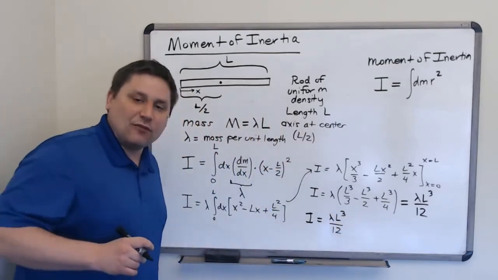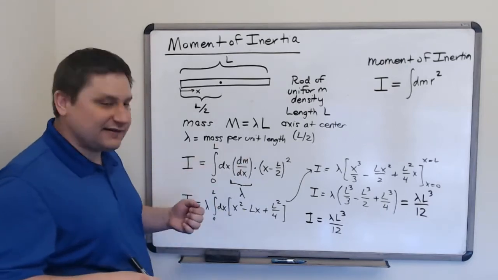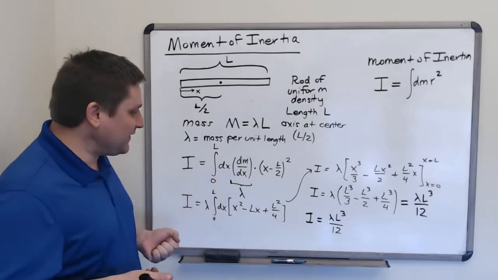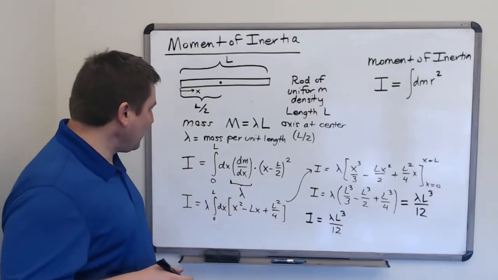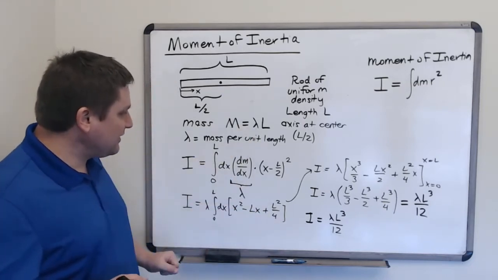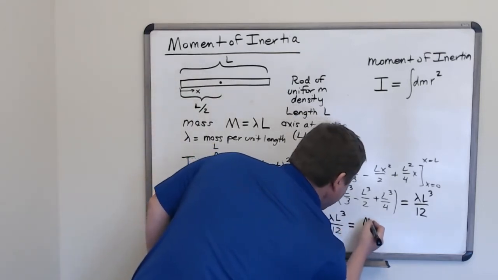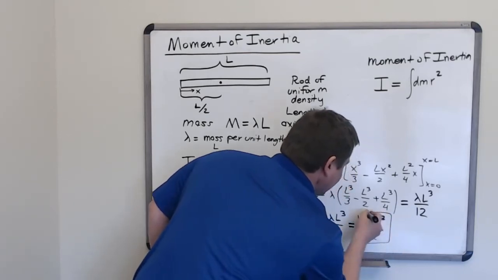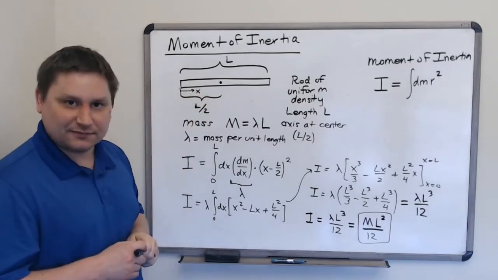Now when we write out moments of inertia, it's conventional not to list them in terms of the density, but in terms of the total size and the total mass of the object. So before we put a box around this, we're going to use the fact that lambda times L is equal to M. So we have M L squared over 12. And that is the moment of inertia of this rod to rotate about its center.